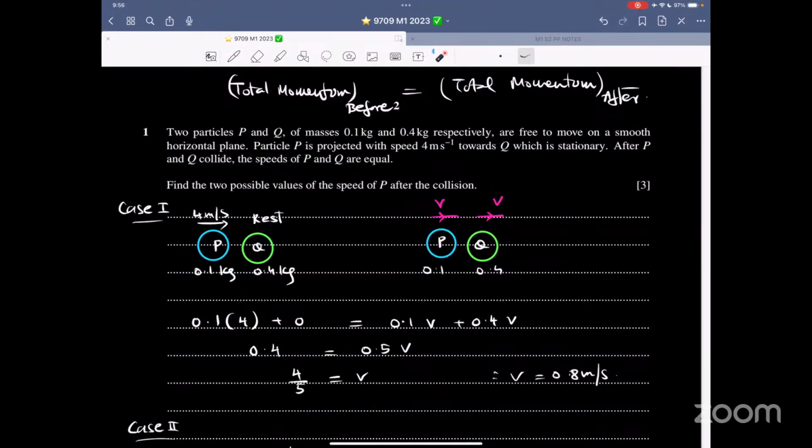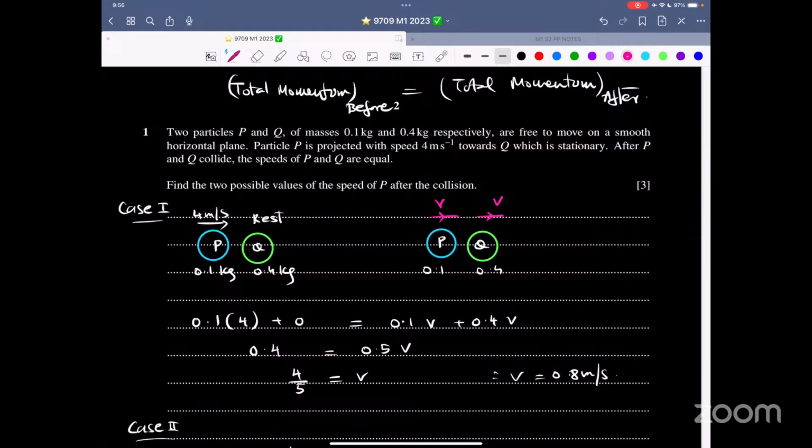Now it says two particles, P and Q, of masses 0.1 kg and 0.4 kg, respectively, are free to move on a smooth horizontal plane. Particle P is projected with a speed of 4 moving towards Q, which is stationary. That means it is at rest. After P and Q collide, the speeds of P and Q are equal. Find the two possible values. So that's a nice question.